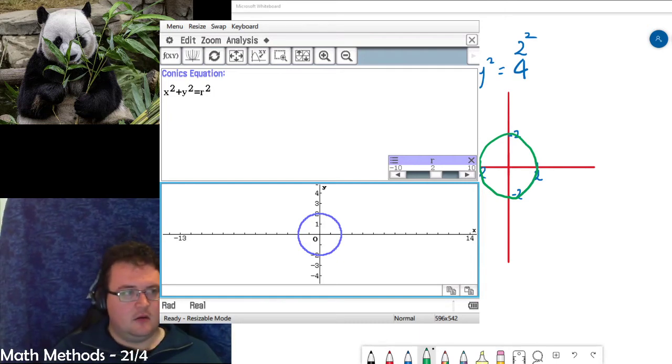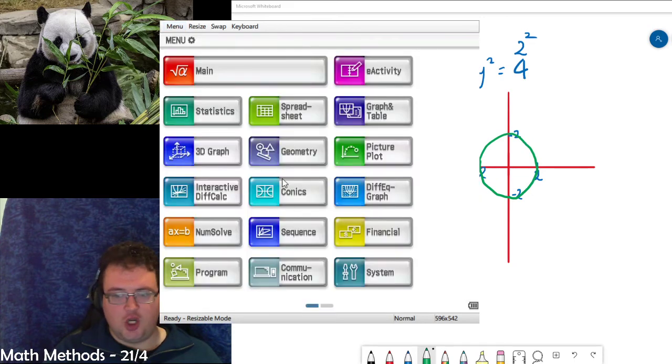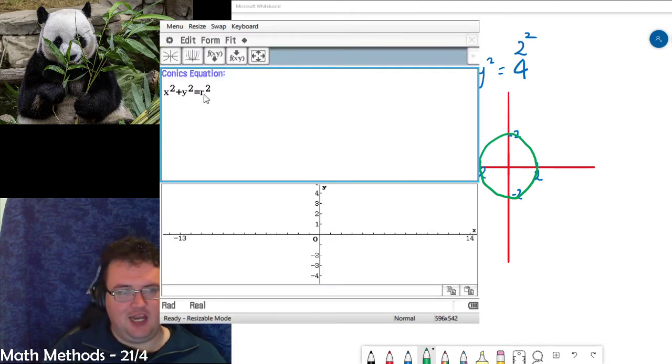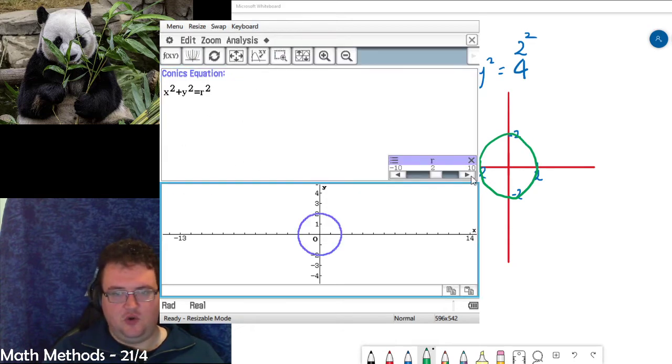So again, we go to menu and we want conics. And then we can enter our conics equation into here. And that allows us to do circle graphs.